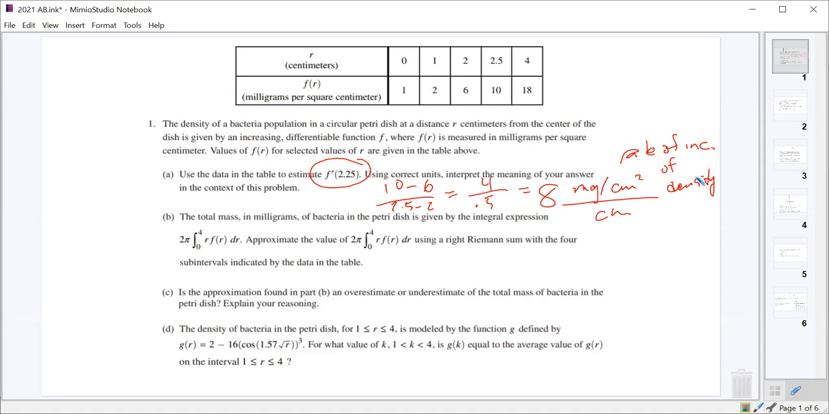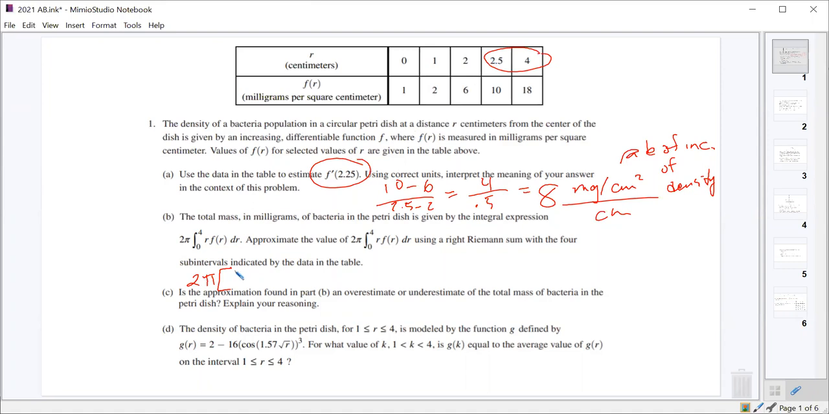All right, part B. A lot of people had trouble with part B for some reason. I'm not totally sure why. It should just be 2 pi, and then times your right Riemann approximation of r times f of r. So make sure that when you plug in your y values, you are plugging in the value of r times f of r. So our first interval, I always start at the right here.